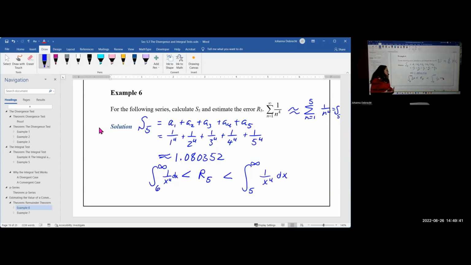As long as it met the conditions of the integral test, the remainder, the error, is bounded by these two improper integrals. So this subscript 5, corresponding to using the first 5 terms, the upper bound starts at the same subscript and goes to infinity. The lower bound of the error starts at 1 greater and goes to infinity. Now go ahead and pause the video and find the value of both improper integrals, then turn the video back on and we'll compare our answers.